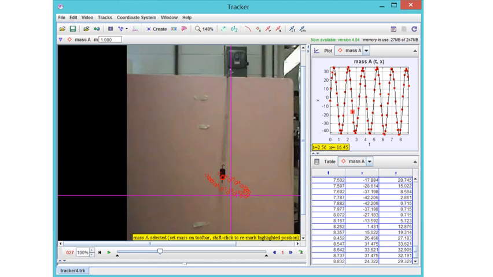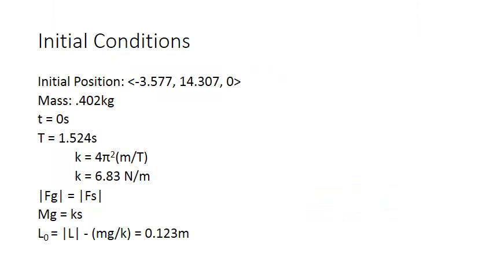In placing the given video into Tracker, we can see that the object is moving in both the x and y direction. This analysis gives us our initial condition. The initial position is negative 3.577 in the x component and 14.307 in the y component. The mass is taken from the lecture video of 0.402 kilograms. The initial time is 0 seconds, and the period, which is also obtained from the lecture video, is 1.524 seconds.